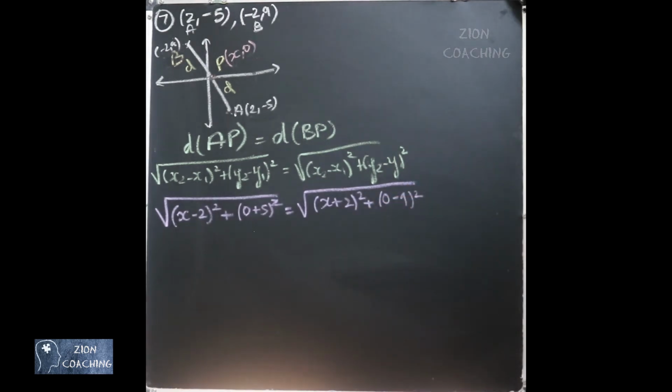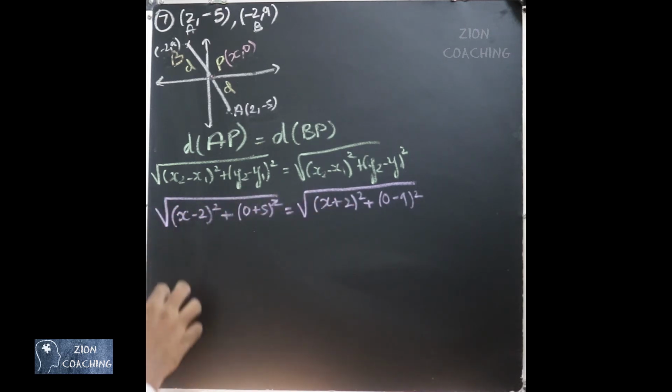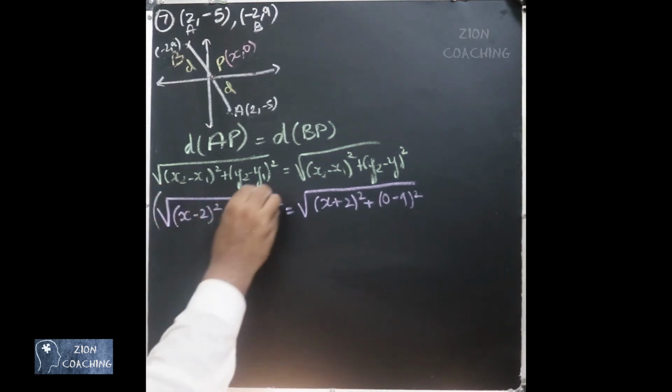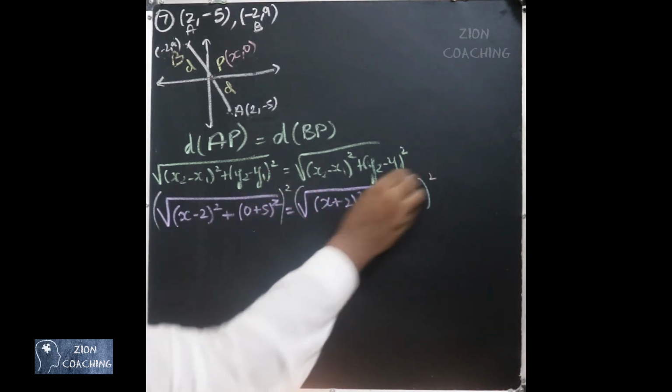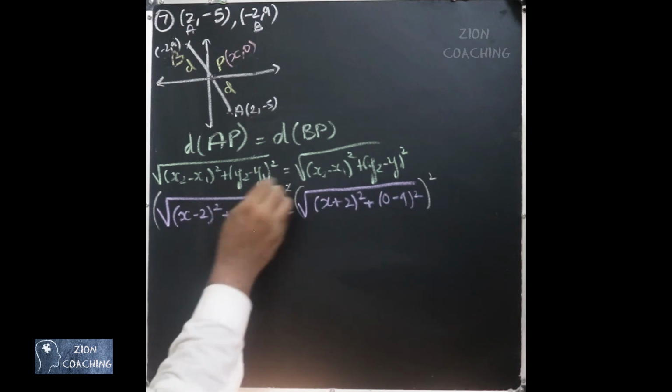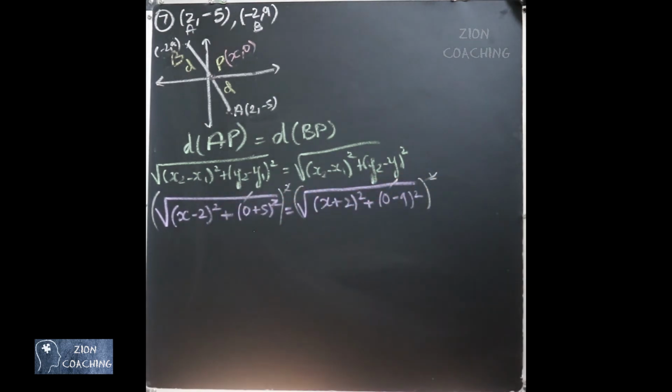Now we are going to square on both sides. When we are going to square on both sides, I will show you what we are doing. When you are squaring, the square and the square root will get cancelled. Here also square and the square root will get cancelled. So we will be having only the terms inside.